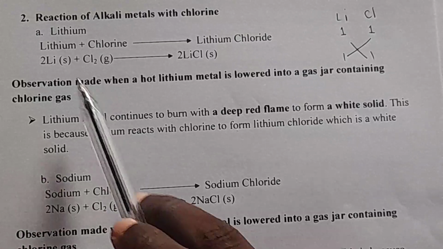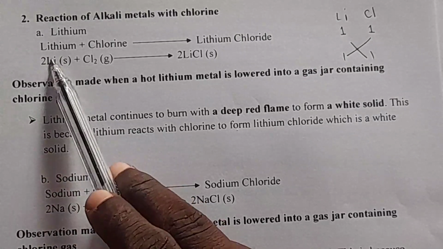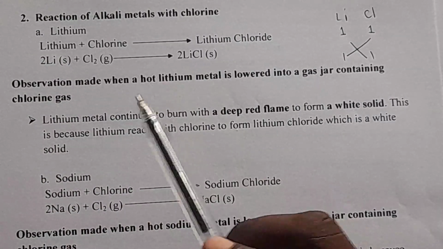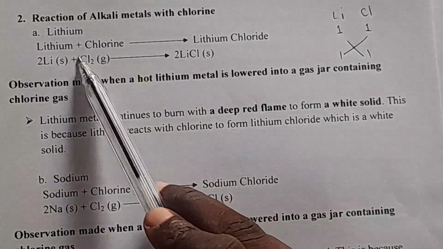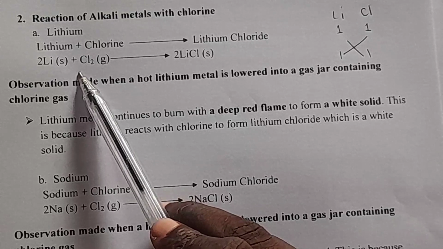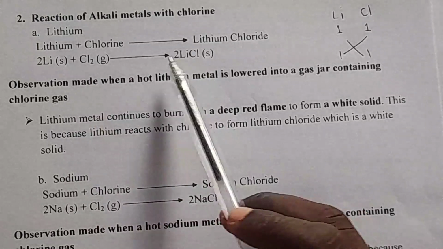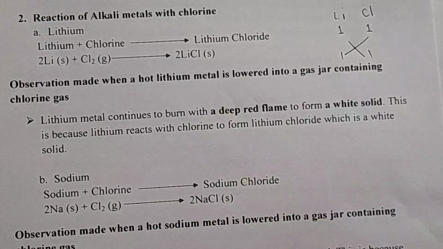So to balance, we put 2 on the side of lithium and 2 on the side of lithium chloride. So we have 2 lithium on the product side. We have 2 chlorine on the side of the reactant. Then we have 2 atoms of chlorine on the product side.